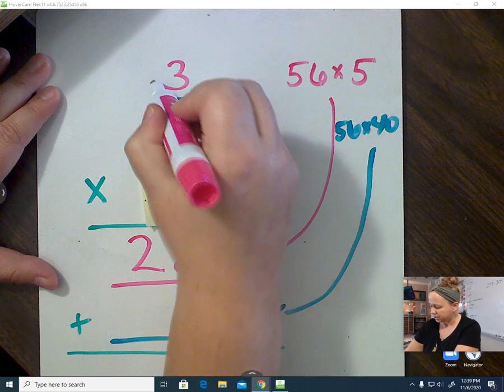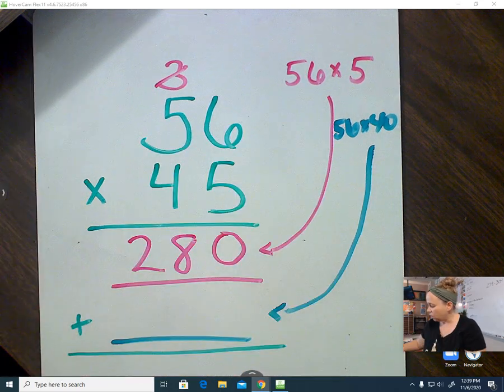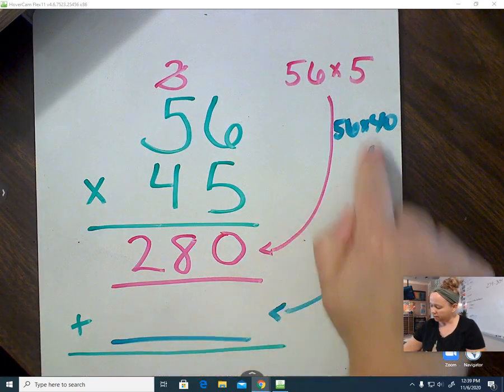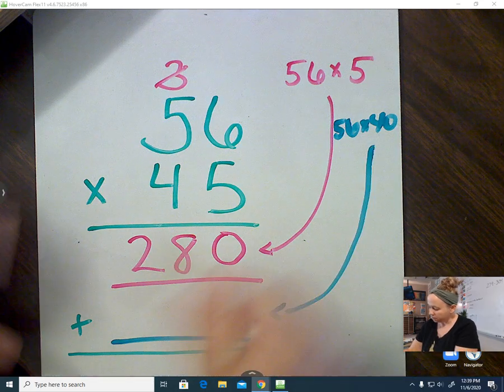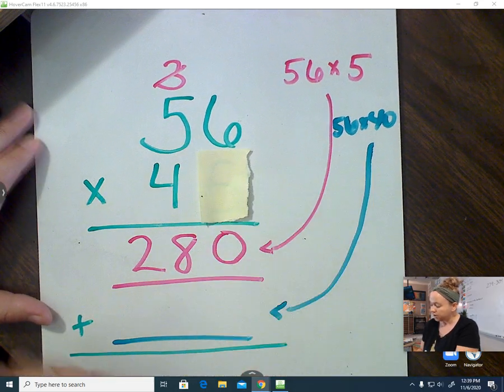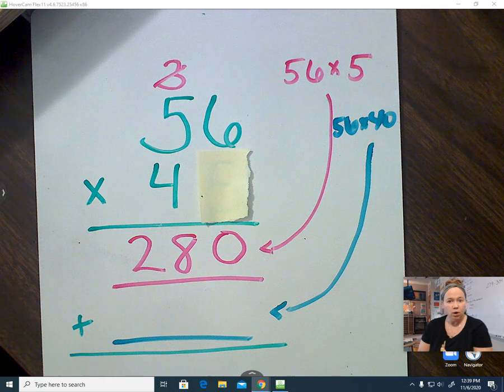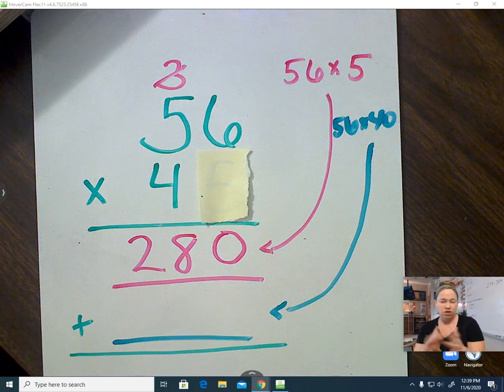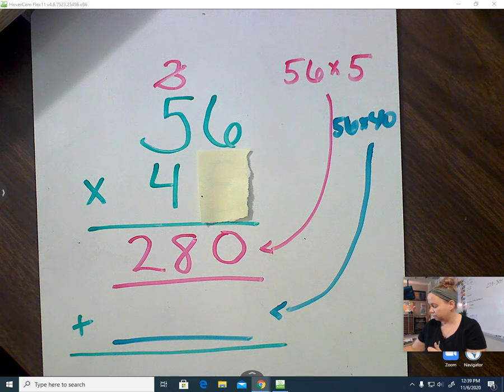280. Great. Let me cross that out. And now I'm going to multiply by the 40, remember? So I'm going to pretend like that's not there. Now, if it helps you to cover that up or to erase it, or just don't forget what the number was if you erased it in the first place, you could do that.